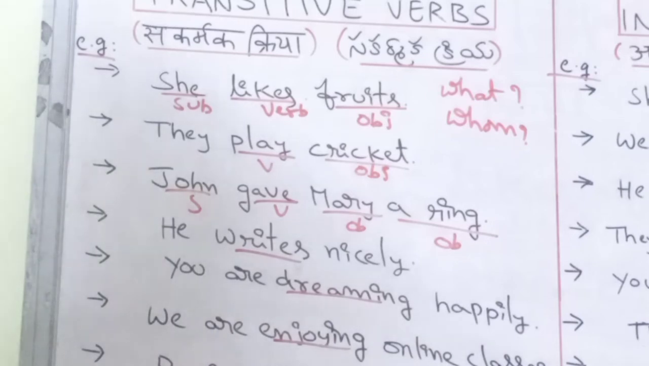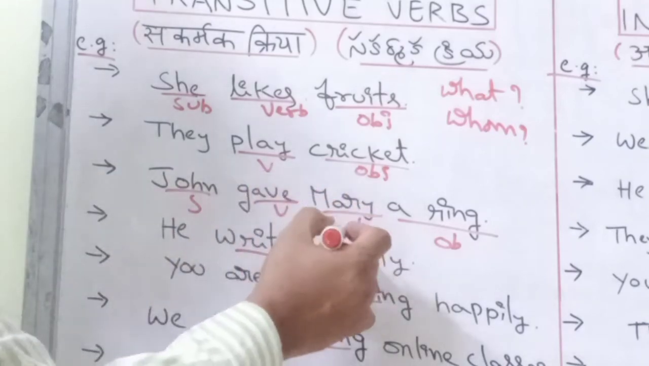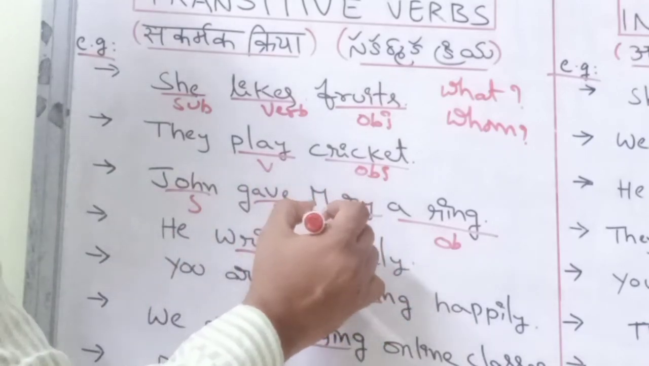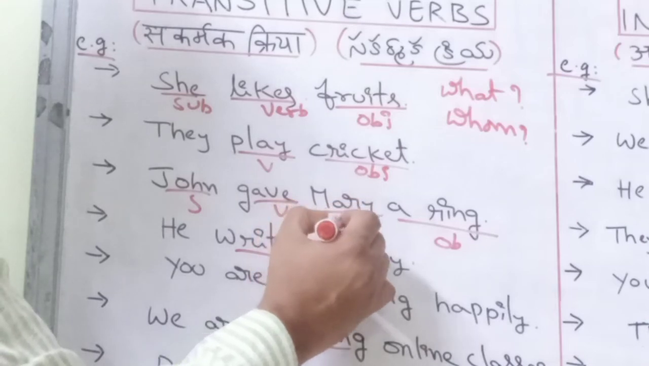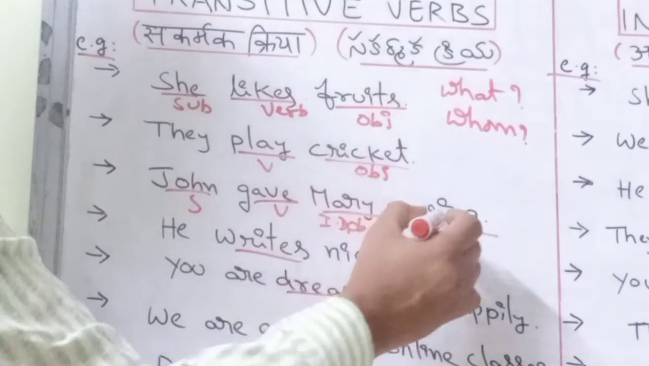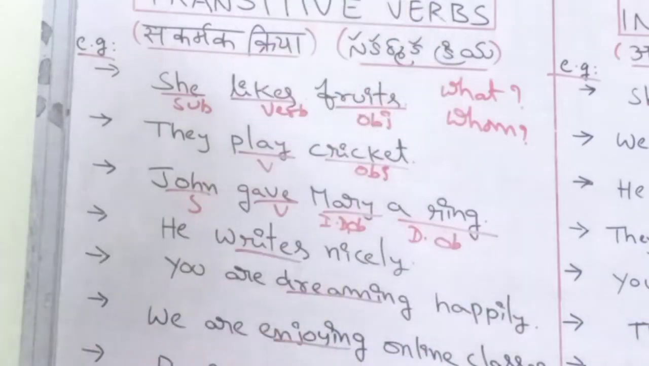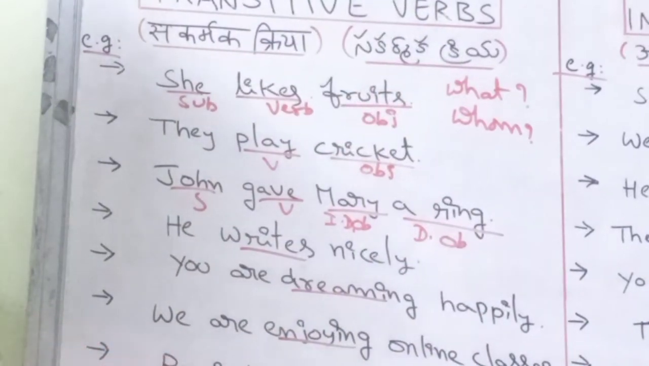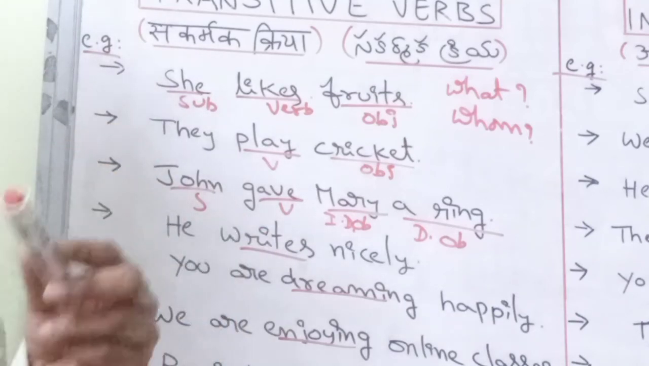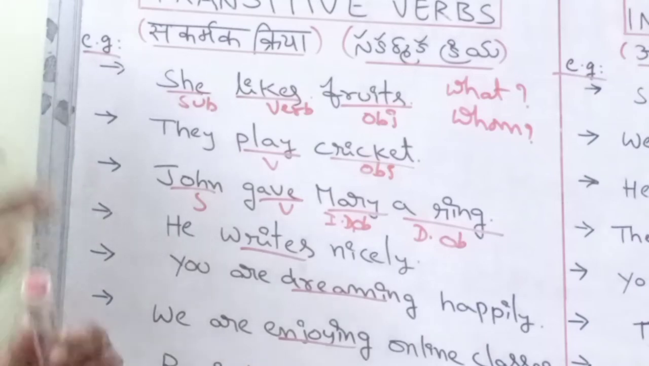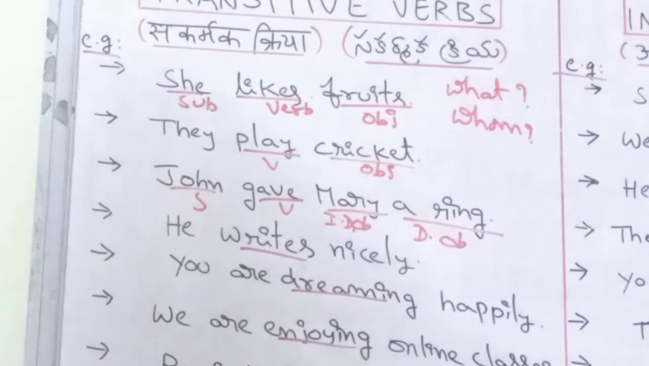All inanimate things and factors will become direct objects. So here Mary is a human being. That's why Mary becomes an indirect object, IDO, and a ring is a thing. That's why it becomes a direct object. So, preferably, a transitive verb prefers direct objects: things, articles, factors like that.